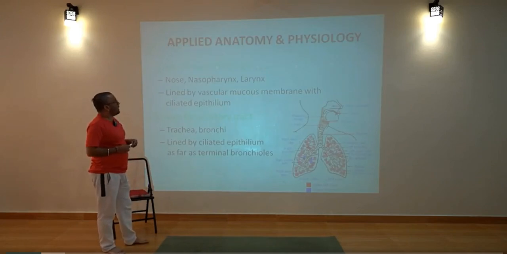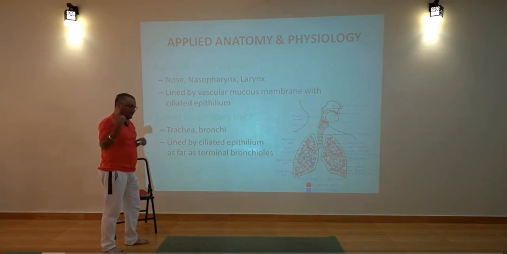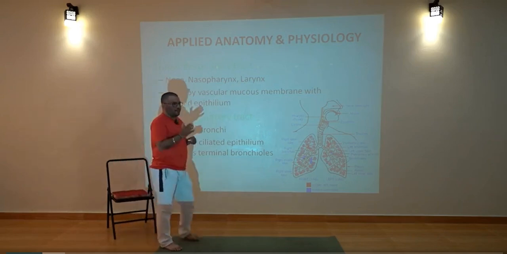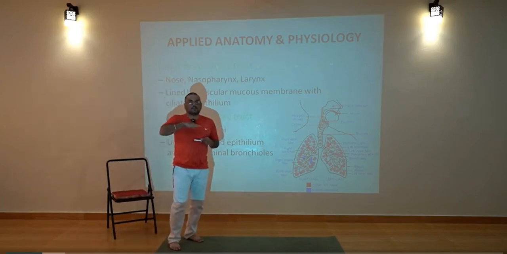applied anatomy and physiology. We divide it into two tracts. The first one is the URT, the upper respiratory tract, the upper one. The second one is the lower respiratory tract, that is the LRT.